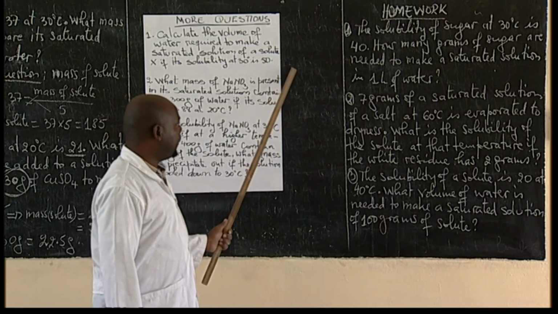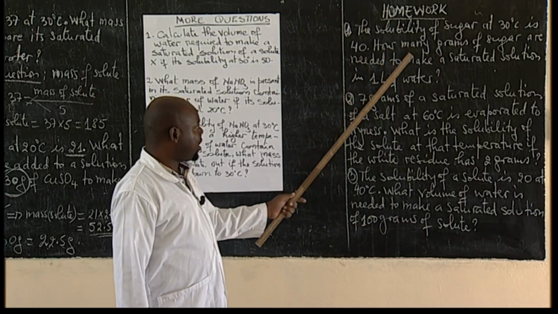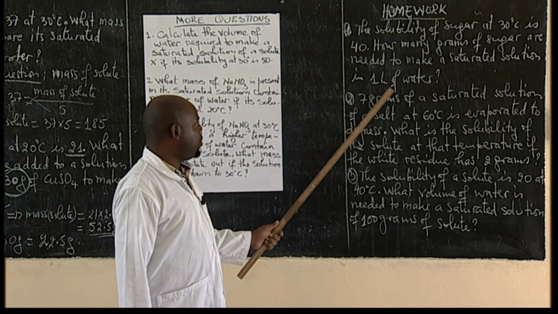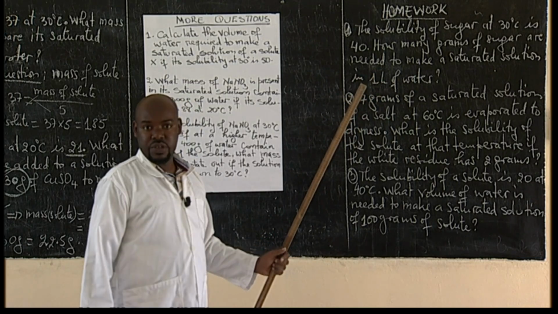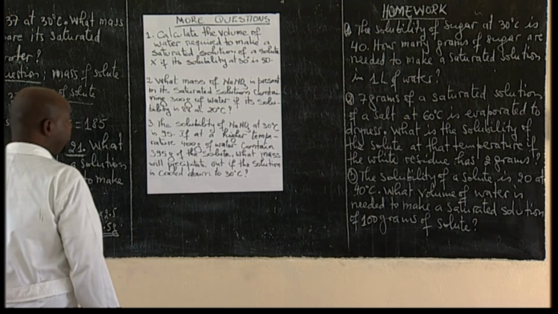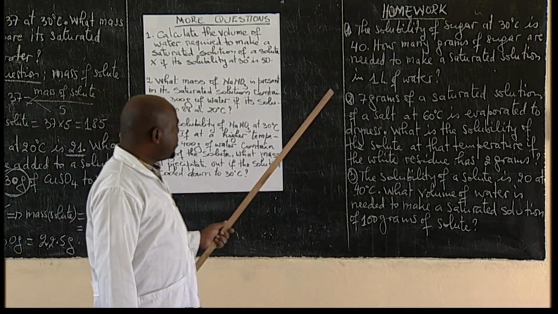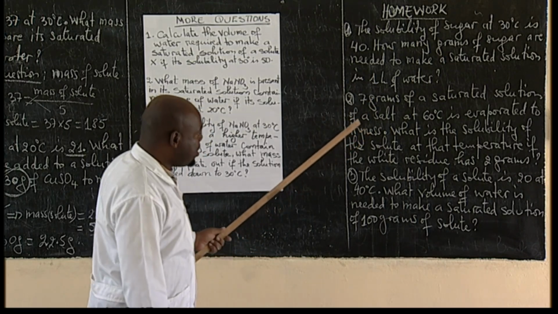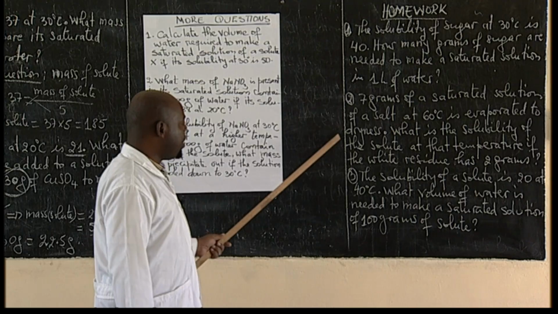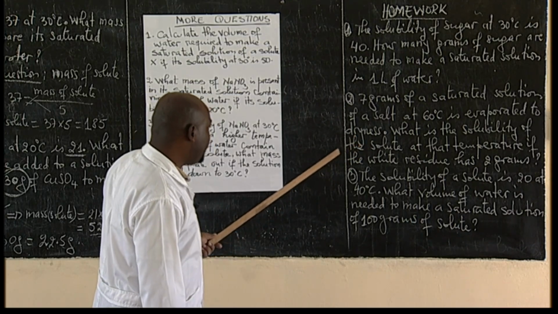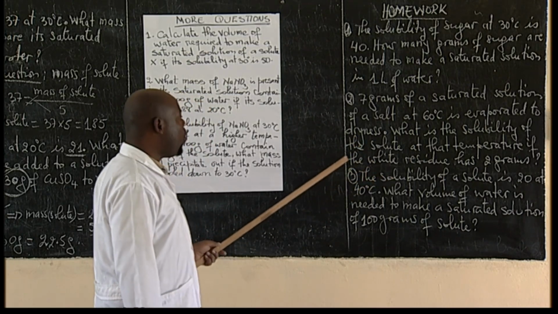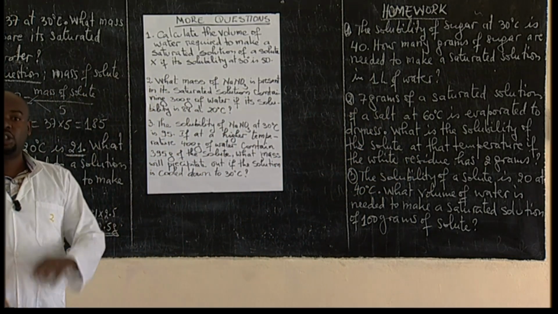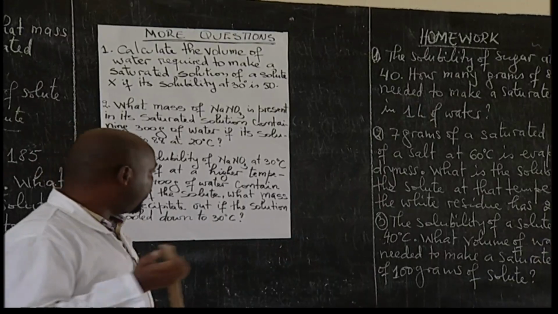And now the homework. The solubility of sugar at that temperature is 40. How many grams of sugar are needed to make a saturated solution of 1 liter of water? It's very simple, just like the first question. And number 2, 7 grams of a saturated solution of a salt at 60 degrees is evaporated to dryness. What is the solubility of the solute at that temperature if the white residue has 2 grams? You will remember to distinguish the mass of solute and mass of solvent.